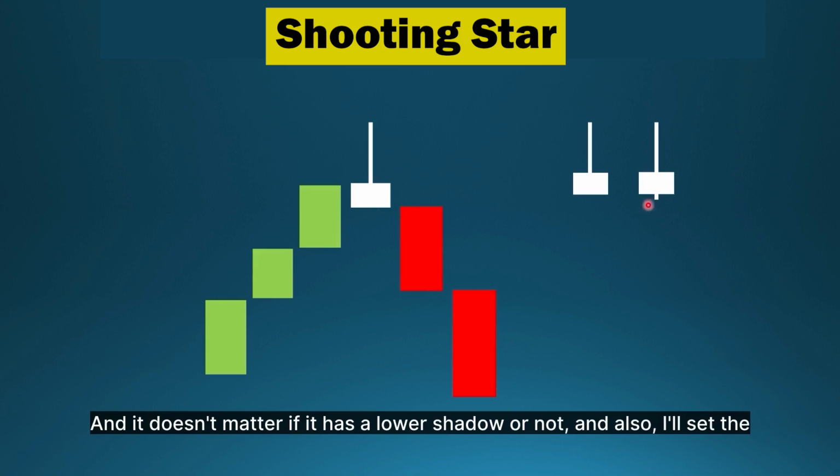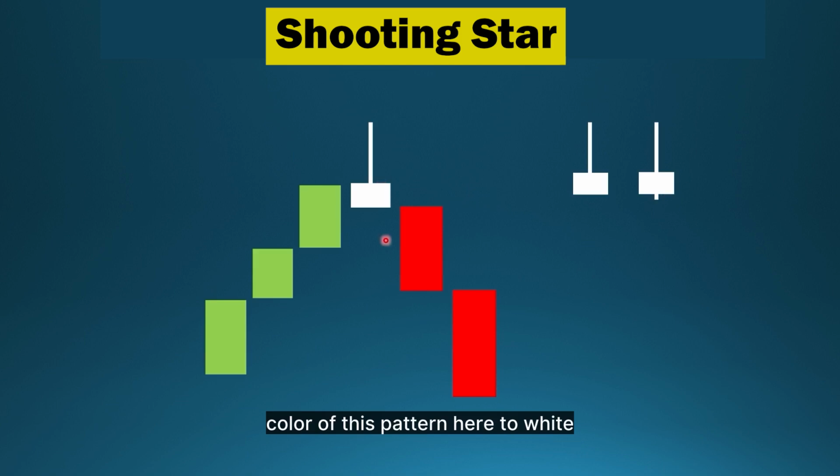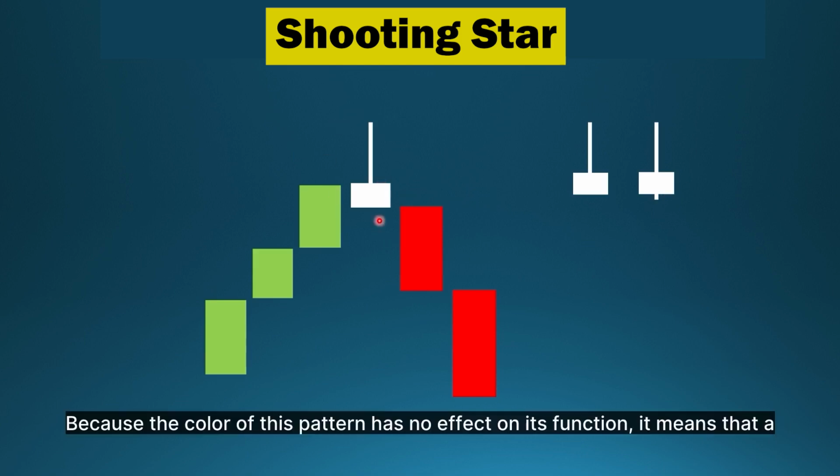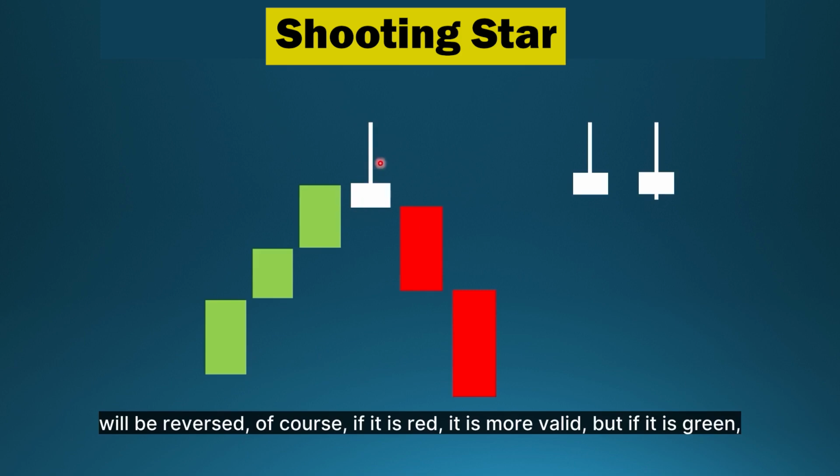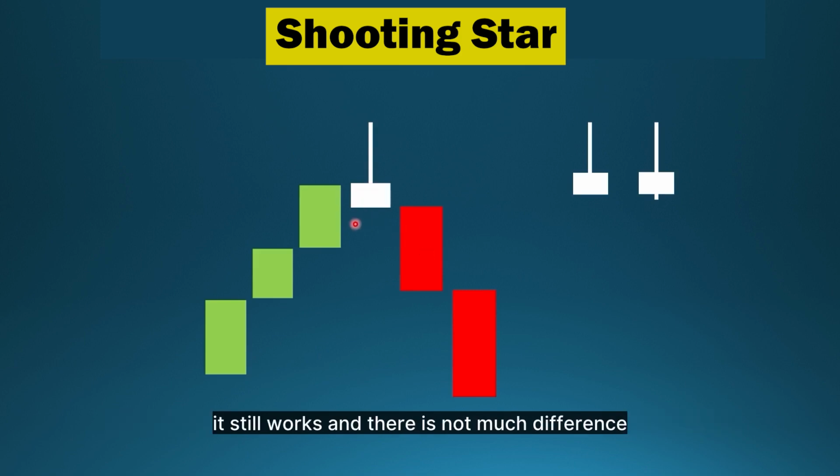Also, I'll set the color of this pattern to white, because the color of this pattern has no effect on its function. A green candle or a red candle can be placed here, and in both cases the trend will be reversed. If it is red, it is more valid, but if it is green, it still works, and there is not much difference.